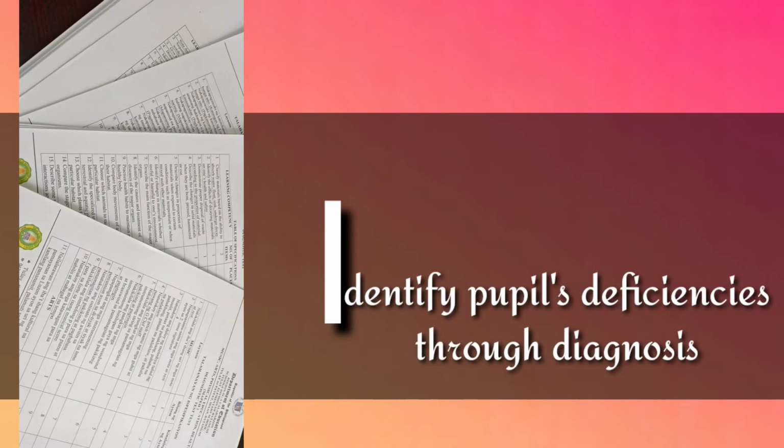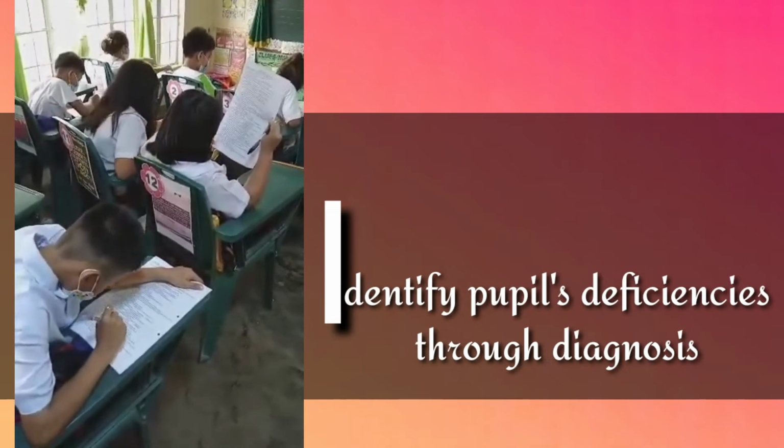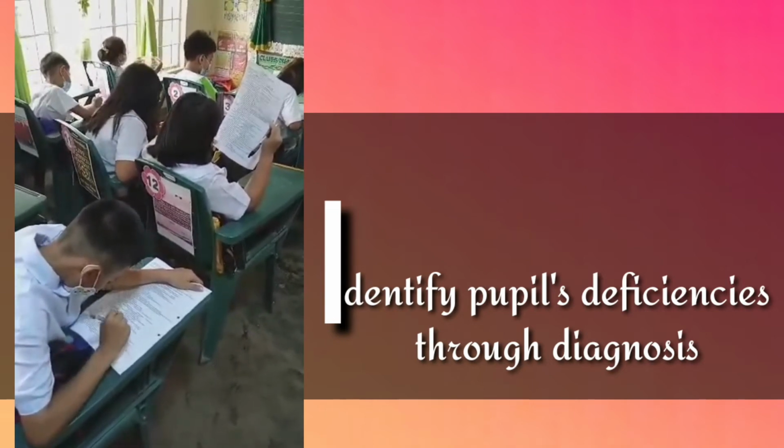I is to identify pupils' deficiencies through diagnosis. Perhaps your principal asks you to administer the diagnostic test on the different subject areas. That test must be designed to identify the least mastered or unmastered skills. These skills will be your target competencies for remediation.